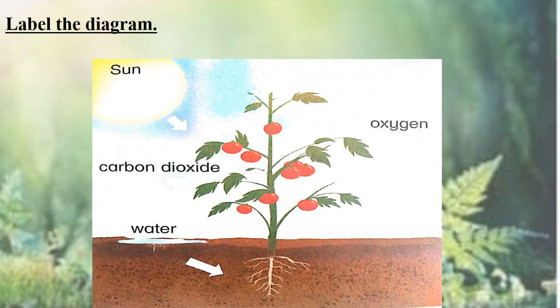You have to draw and label the diagram of a plant showing the process of photosynthesis with your sharp pencil, and the labels that you will show in the diagram are sun, carbon dioxide, water, and oxygen.